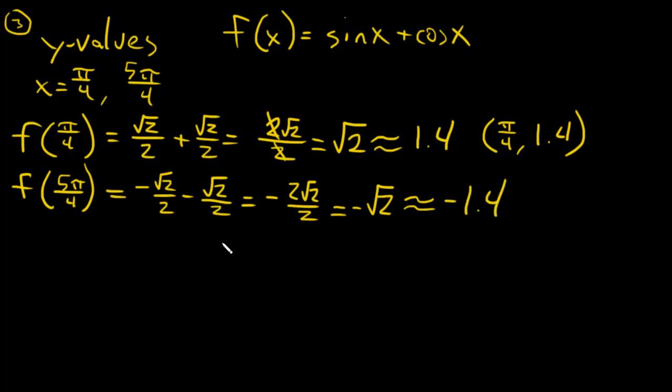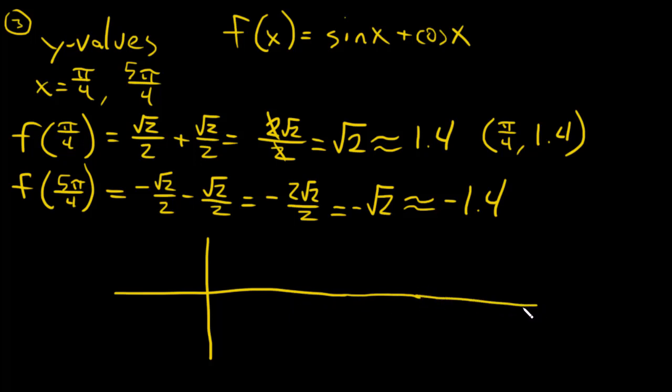Okay, so here we go. Now we can graph this. We're going to graph this out. Let's see. I'll do my graph way out. This is going to be 2 pi. This is going to be pi. This is going to be 5 pi over 4.